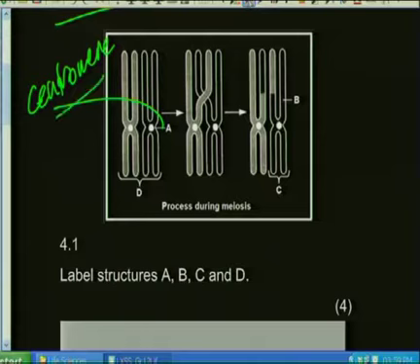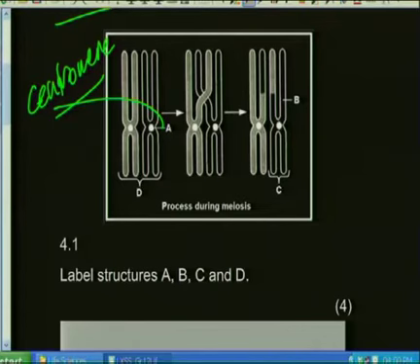By the way, centromere is that structure which holds the two chromatids together. B is pointing to this structure here. That would be a chromatid. The most correct answer would be chromatid. However, in the exams, they may also accept chromosome. But in this exam, they wouldn't have accepted chromosome.